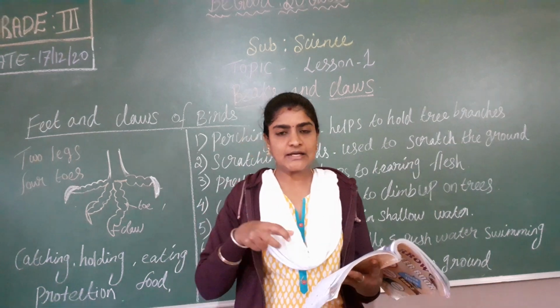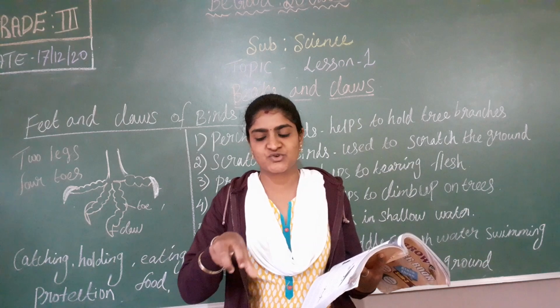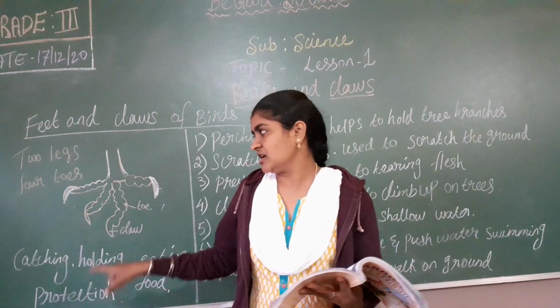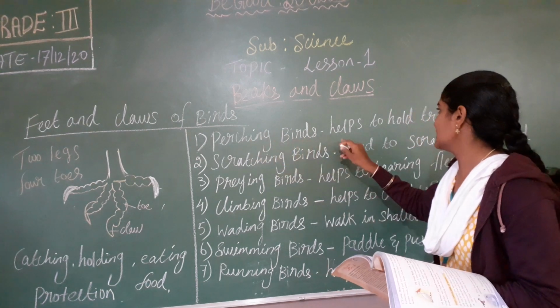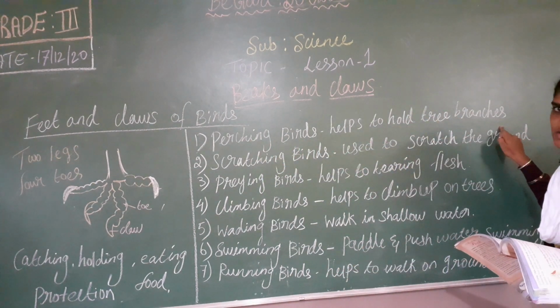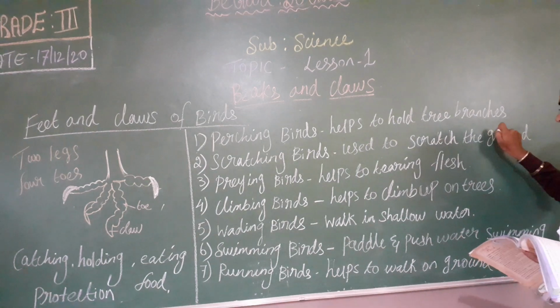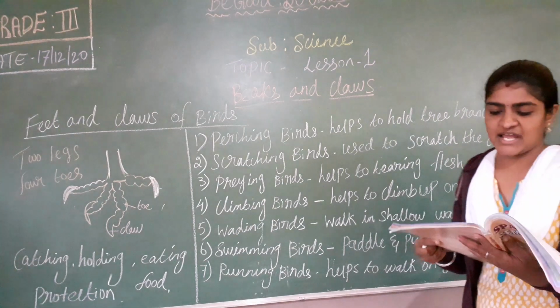This helps the bird to fix itself in a very proper manner. It will get the grip, so when it is sitting, it is even able to sleep. That much strong grip it gets from the claws. That is the first one, called perching birds. It helps to hold the tree branches, whenever it is sitting or whenever it wants to sleep.